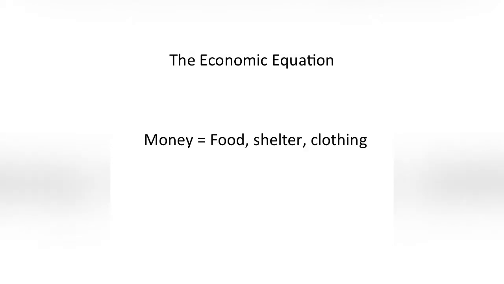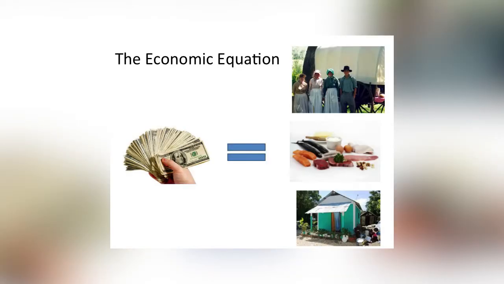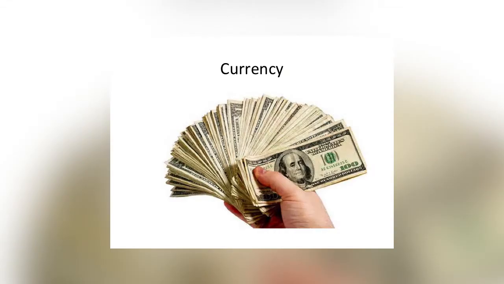Currency, which is money, equals food, shelter, and clothing. So visually, we can represent this equation as cash equals clothing, nutrition, and shelter. As I mentioned earlier, once you have an economic equation, you can manipulate either side of the equation to promote desired behavior. So in our financial economy, the currency is what's manipulated.